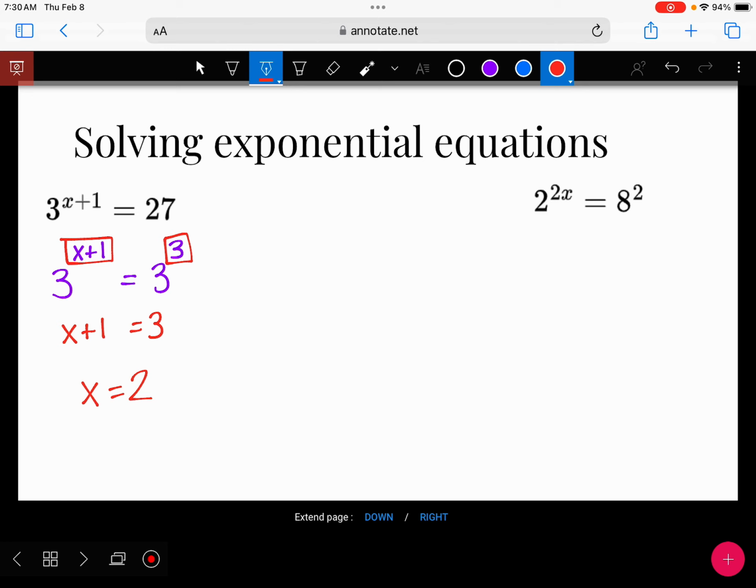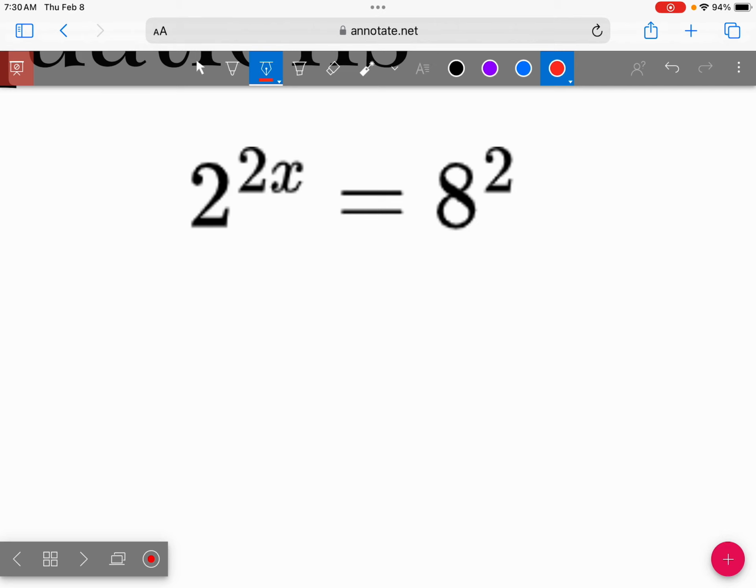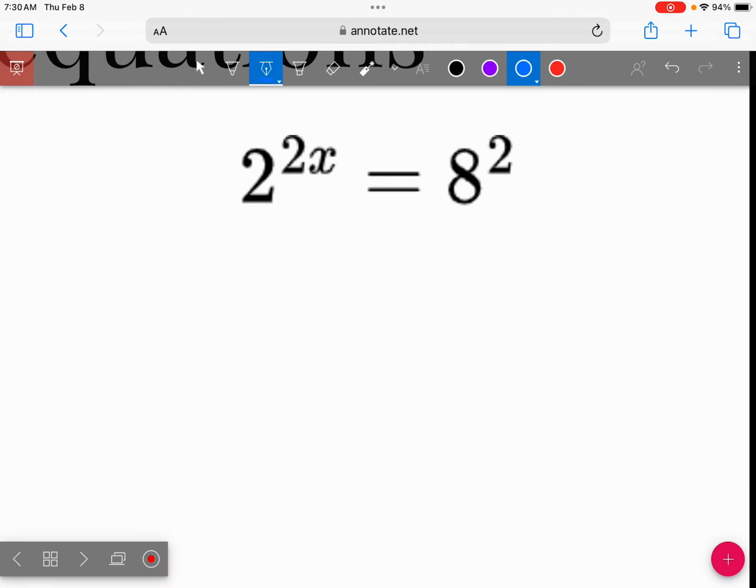The next one's a little bit harder, because we've got 2 to the 2x equals 8 squared. So what common base can they have? We look at 2 and 8. Can I write 8 in terms of 2's? What is 8 written with a base of 2? 2 to the what? Cubed. So 8 turns into 2 cubed.